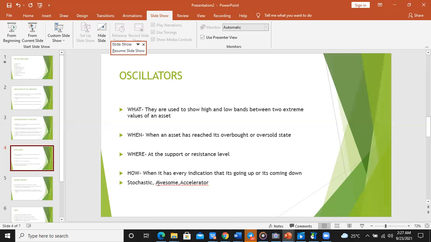100, Ama's price is 20. So the gap between Kofi and Ama, that is what the oscillators are used to show. Now, when are you to use the oscillators? When an asset has reached its overbought or oversold state.